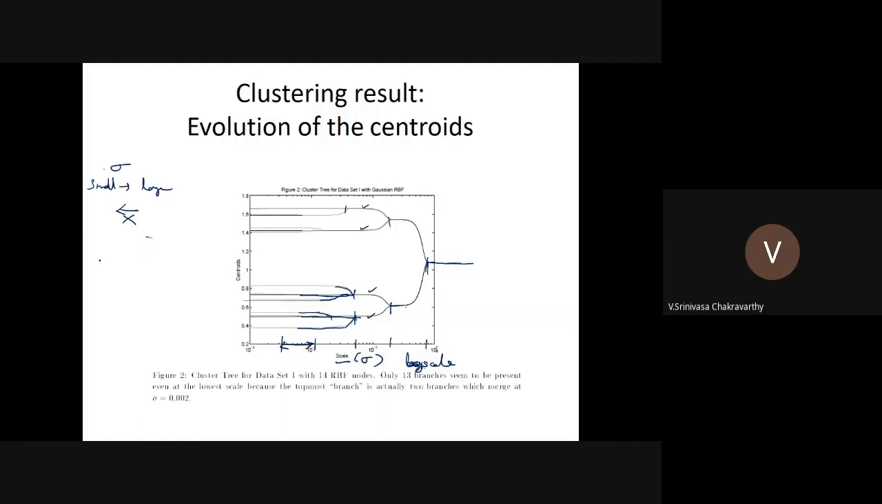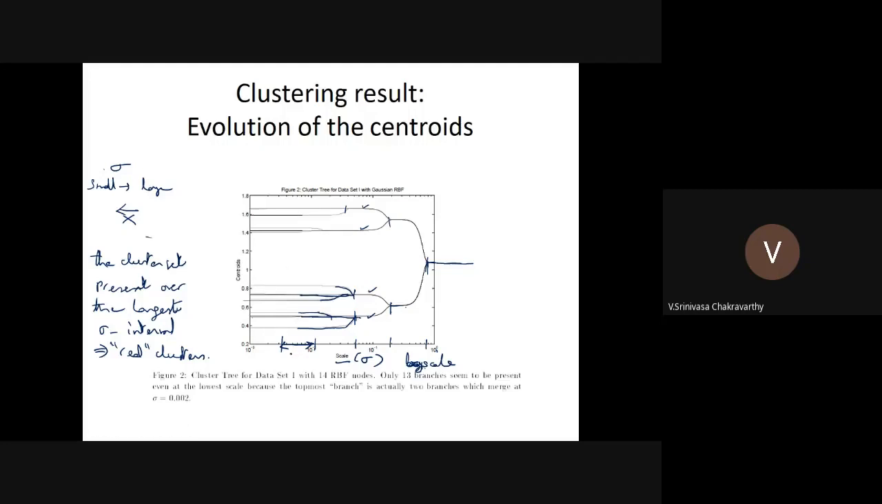So the cluster set that exists over the longest scale interval, these can be taken to be the real clusters in the data set. Okay, so this is a very interesting approach to the problem. So this is what is special about scale-based clustering.